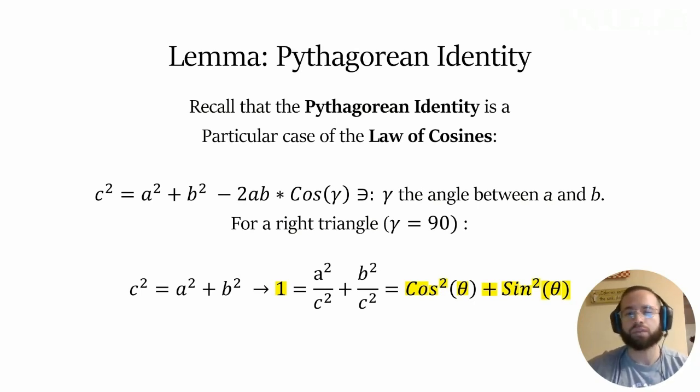Now, we can divide by c squared on both sides, and we have 1 is equal to a squared over c squared plus b squared over c squared. Now we can rewrite this as a over c times a over c, which is (a over c) squared, plus b over c times b over c, which is (b over c) squared, right? But that's exactly cosine squared theta plus sine squared theta. So we reduce this to 1 is equal to cosine squared theta plus sine squared theta.